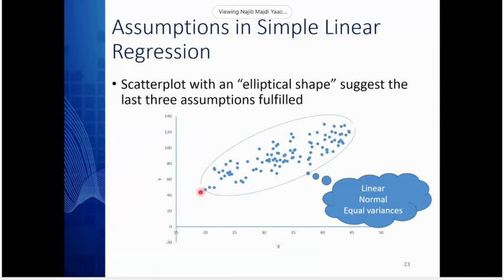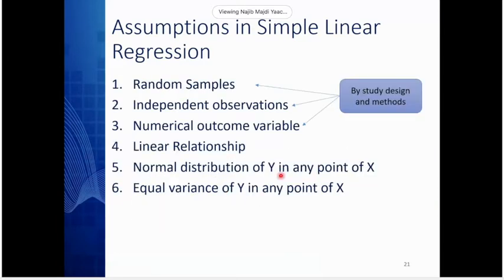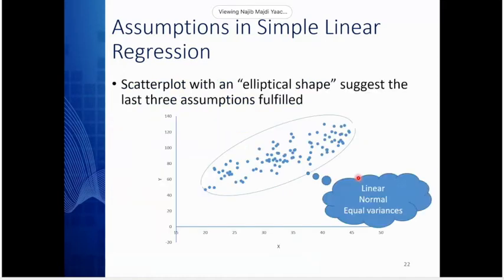For example, you want to explore the relationship between x and y. Based on this scatter plot, the aim is to get a more or less elliptical shape in distribution. An elliptical shape of the scatter plot distribution suggests that the relationship between x and y is linear. So, the assumption of linearity. The assumption of normality means a normal distribution of y in any point of x: within each value of x, the value of y is more or less normally distributed.